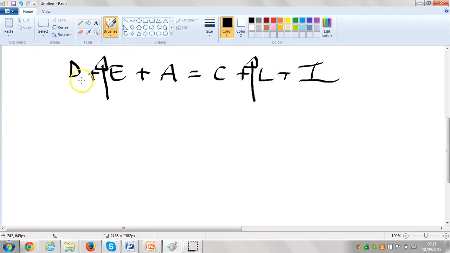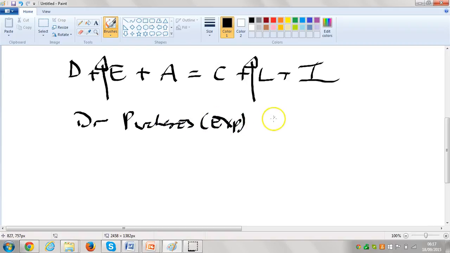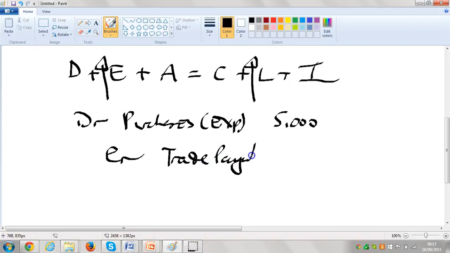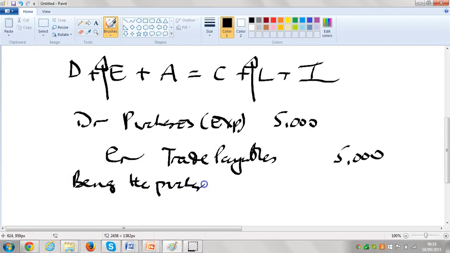So when anything on this side goes up, we debit purchases, the expense for purchases of 5,000, and we credit trade payables worth 5,000, being the purchase of goods on credit.